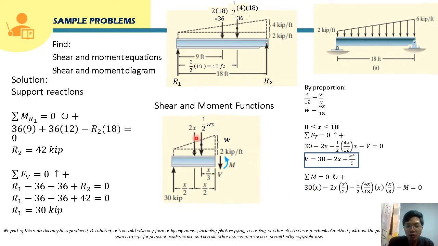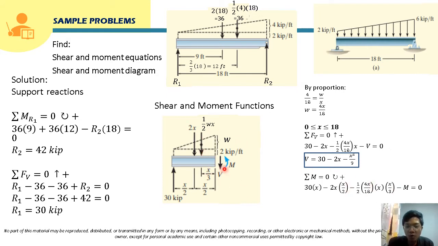Now for the equivalent point load of the rectangle, this is 2x. So its moment arm is x over 2. So this will be 2x times x over 2. And its rotation about the center of moment, which is here, is counterclockwise. That's why it's negative here. Now for the equivalent point load of the triangle, this is 1/2 Wx. Its moment arm is x over 3. So this is 1/2 times W, which is 4x over 18 times x, and its moment arm is x over 3. Its rotation is counterclockwise. That's why it's negative here.